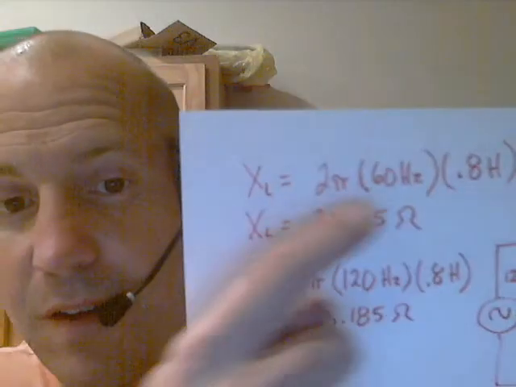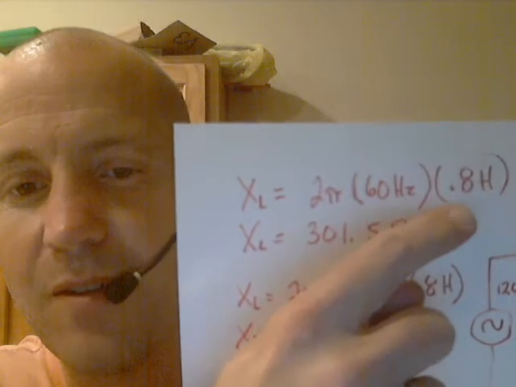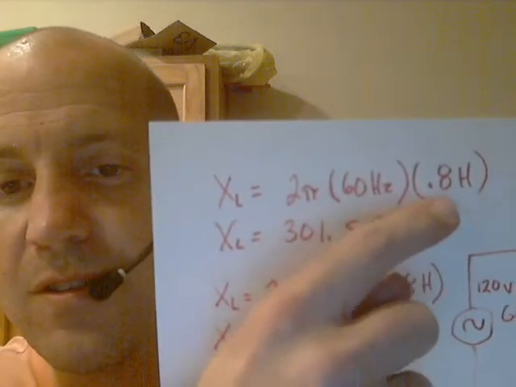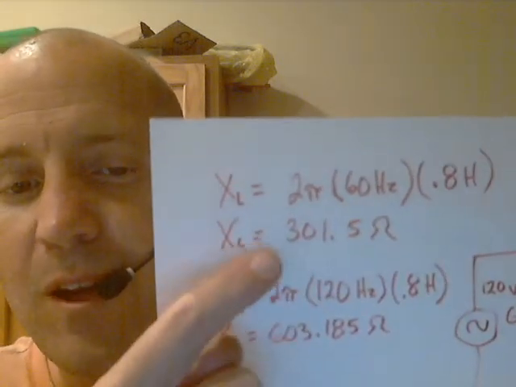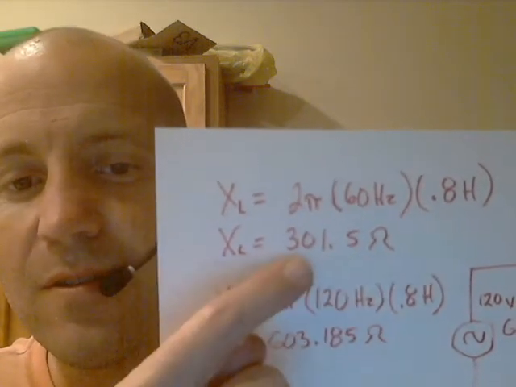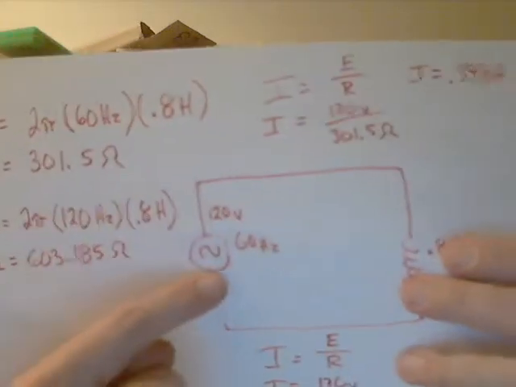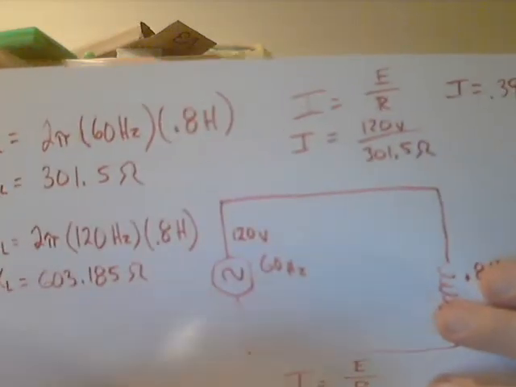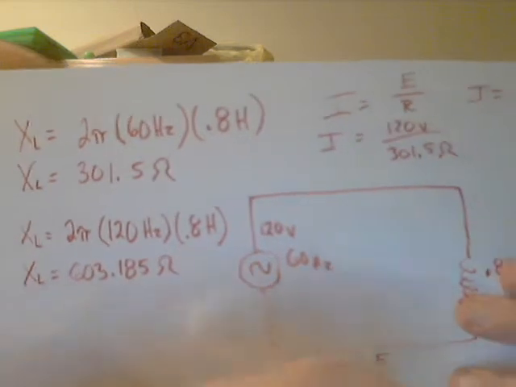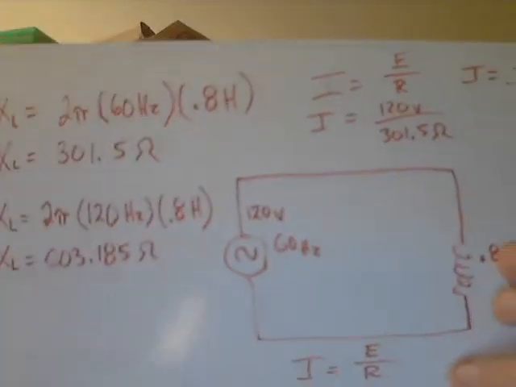So I plug that into my formula, 2 times pi times 60 hertz, and then I put in my inductance value, which in this case is 0.8 henries. When I multiply that all out, I come up with an inductive reactance of 301.5 ohms. So now let's hook up our circuit to the wall, the power, and see what the current flow is now.